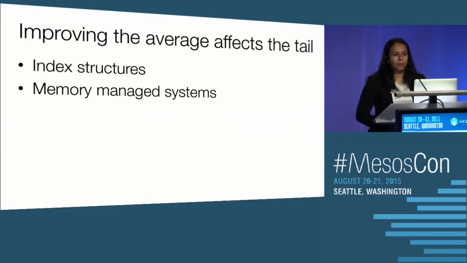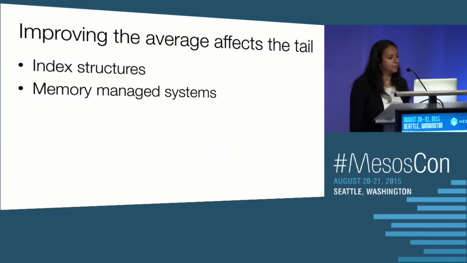Another problem when we're thinking about performance and latency is that oftentimes trying to improve average performance can make tail latency much worse. And as I just pointed out, lots of times you really do care about tail latency because it's what's limiting the performance of your system. Two examples of this are index structures and memory managed systems. So let's think about indexes.